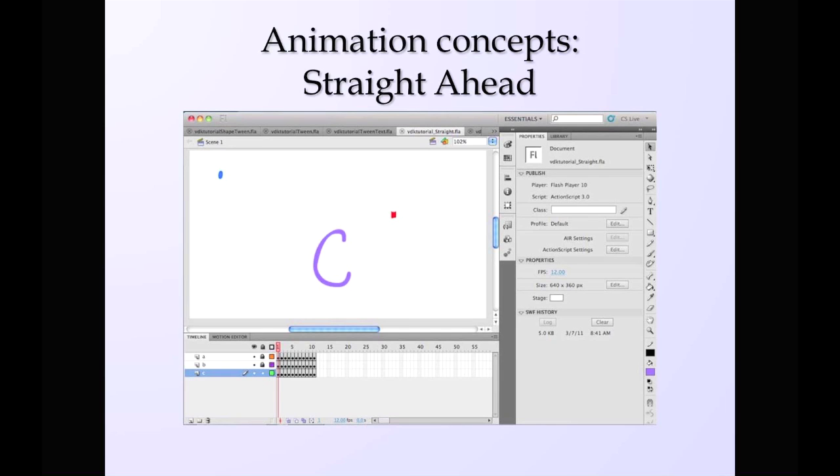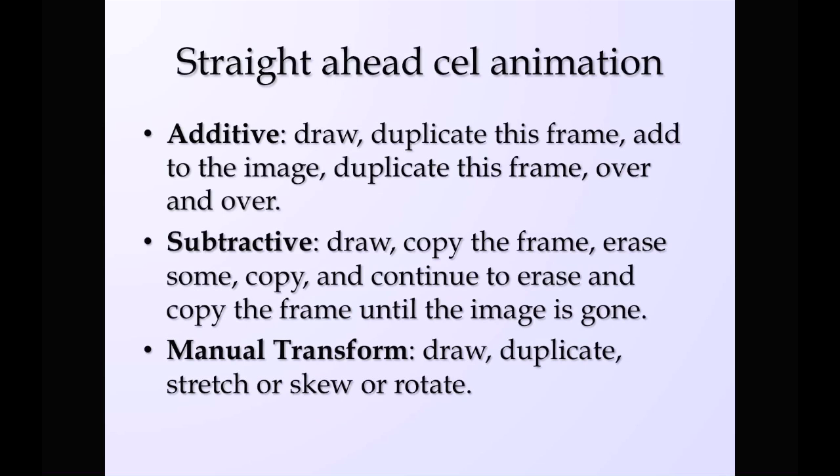Straight ahead animation is when you have an idea where you're going with something, but you're not sure where you're going to end. You just know what you have to accomplish with it. So, straight ahead additive, you draw and duplicate the frame and add to the image and duplicate that frame over and over until you have something that's basically growing.